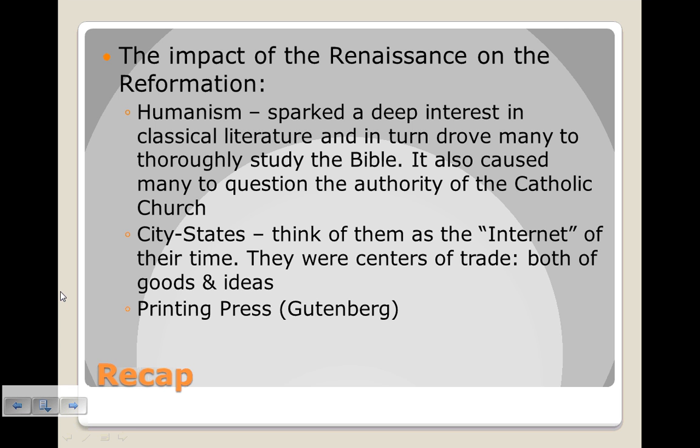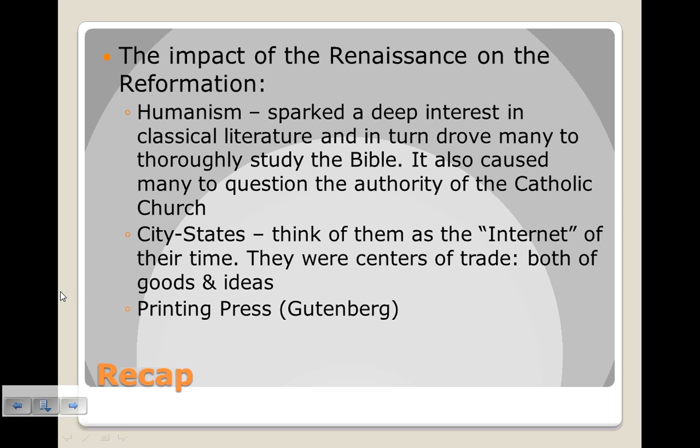Basically, a lot of thinkers and scholars of the time were looking at Greek and Roman texts and studying these ancient writings. What this caused during the Reformation was for a lot of scholars and theologians, monks, people of that nature, to really begin to study the Bible in a really intensive manner. And this caused many of them to begin to question the authority of the Catholic Church, because what they were reading in the Bible wasn't lining up with what they were seeing in the church world.